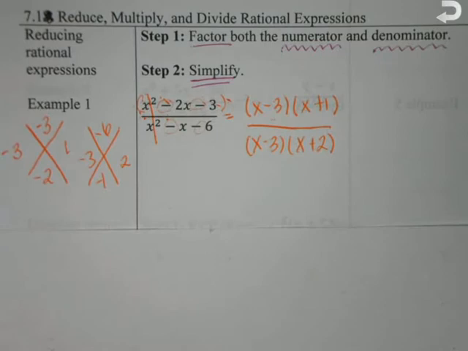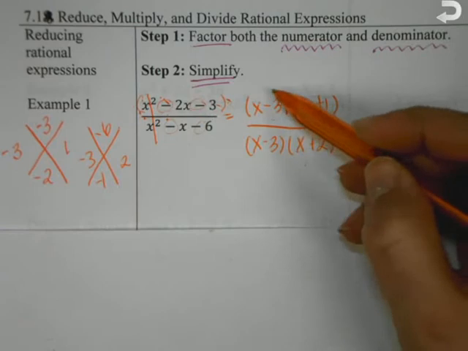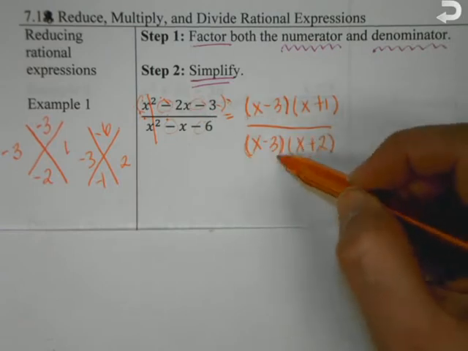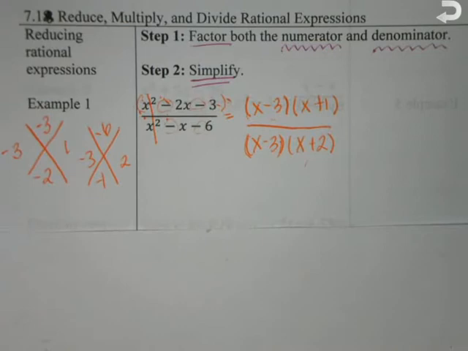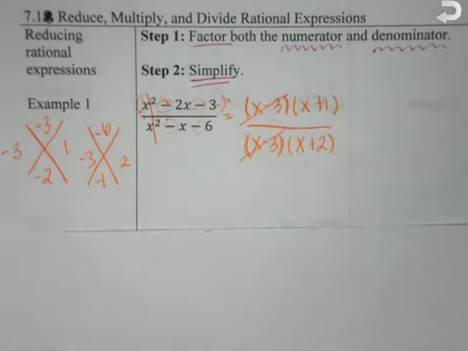After I factored it, I noticed that on top I have x minus 3 altogether, and on bottom I have x minus 3 altogether. So could I cancel those? Yes, they are exactly the same. So you can reduce those because they're exactly the same.